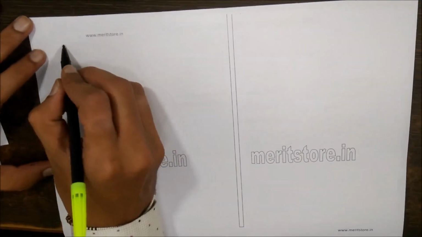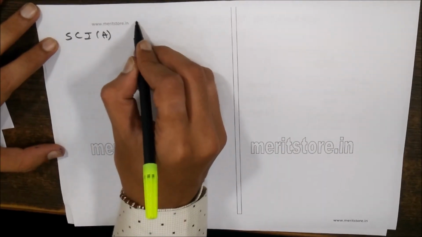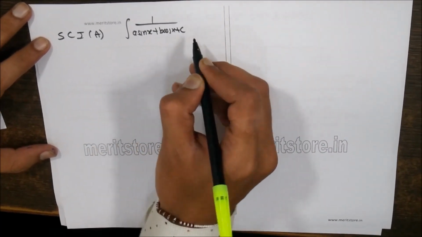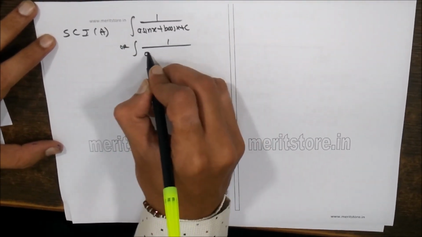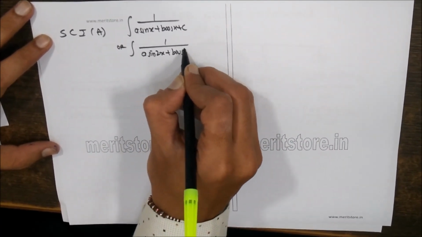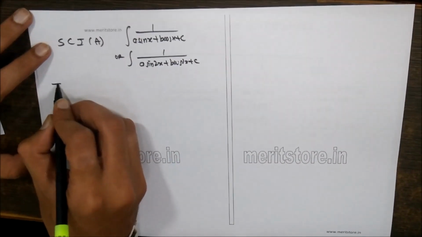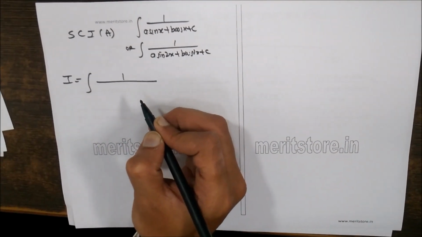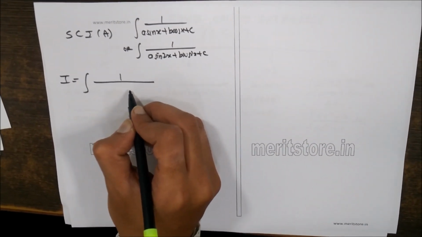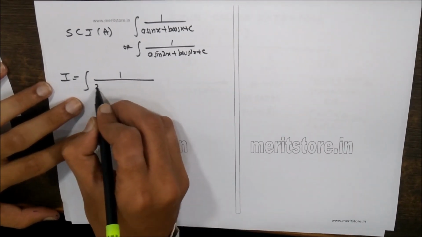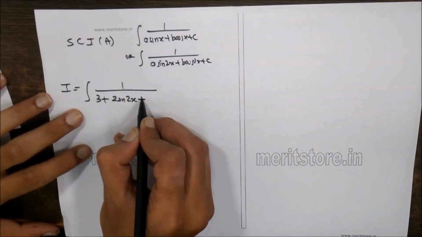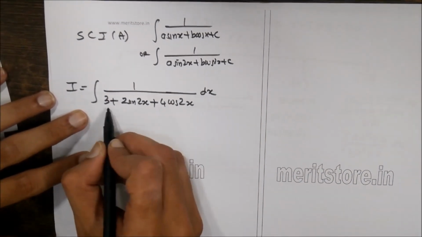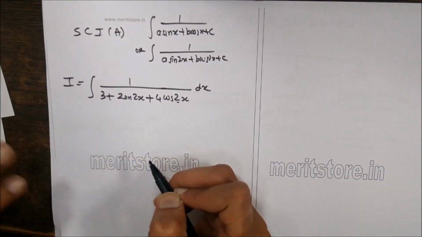Under sine cosine type A, we have the category 1 upon a sine x plus b cos x plus c, or I would say 1 upon a sine 2x plus b cos 2x plus c. Let me take a simple example. I have the integral of 1 upon 3 plus 2 sine 2x plus 4 cos 2x. Observe, this is the constant, this is the a part, and this is the b part.